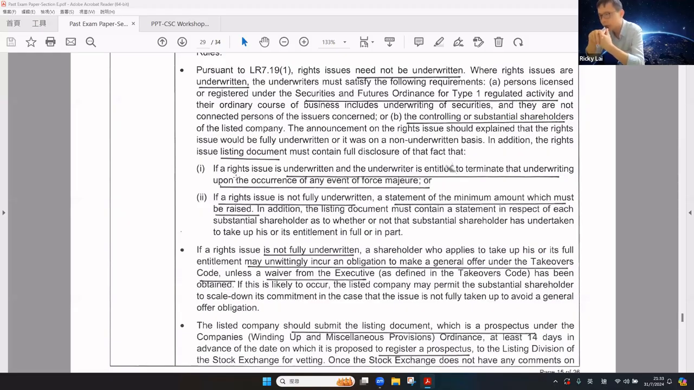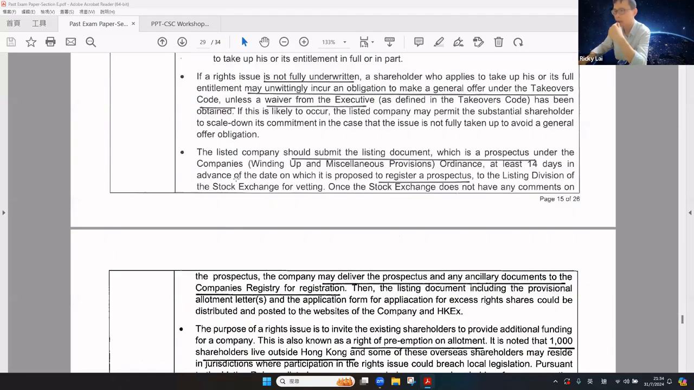If the rights issue is not fully underwritten, the shareholder who applies to take up his or her full entitlement may incur an obligation to make a general offer under the Takeovers Code, unless a waiver from the SFC has been obtained, that is, an application for a whitewash waiver. If this is likely to occur, the listed company may permit the substantial shareholder to scale down this commitment in the case that the issue is not fully taken up, to avoid a general offer obligation.